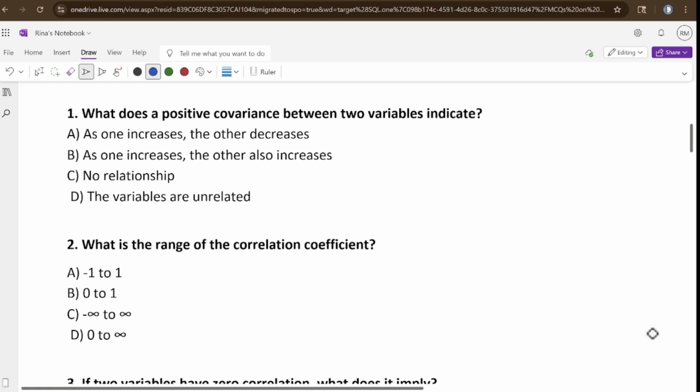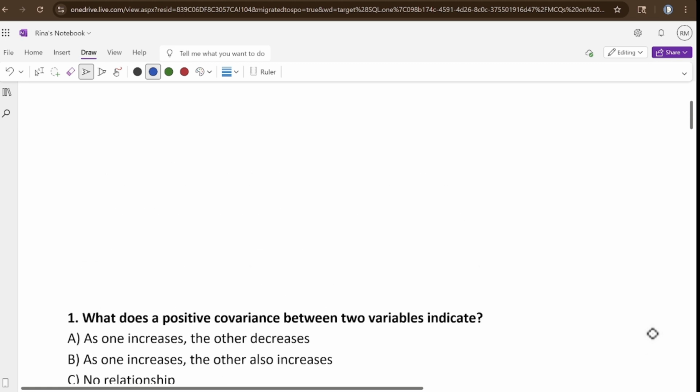Hi everyone, welcome back. Today we are going to do MCQs from covariance and correlation. First I will give you a small recap, then we will do the exercise.